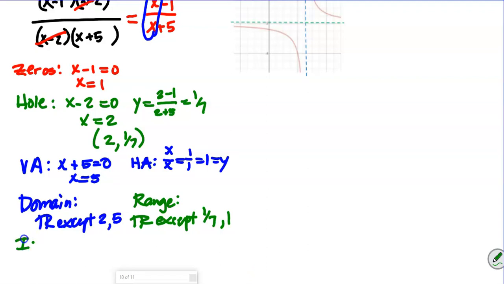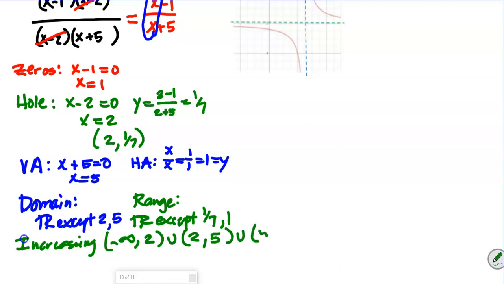So we can say increasing, right? So from negative infinity. So what's our first place? Is it our hole or our vertical asymptote? Looks like it's our hole, right? So that's going to be 2. And then we're going to pick that back up at 2 and go on to our vertical asymptote. And then we're going to pick that back up and go on to infinity, okay? So this had decreasing none, right?